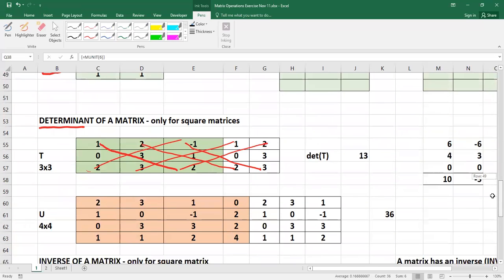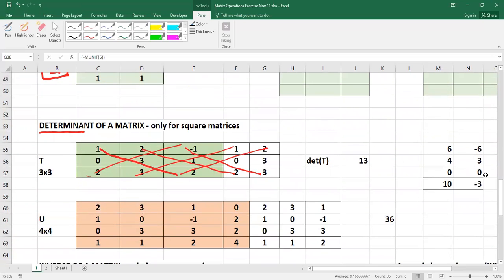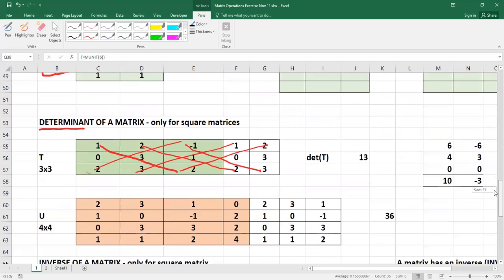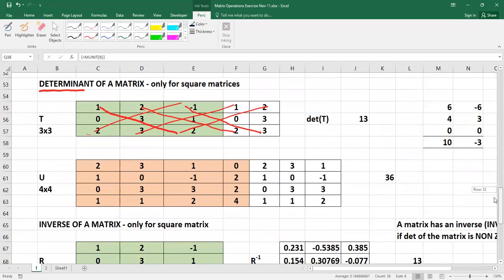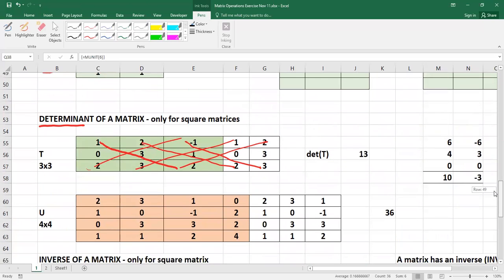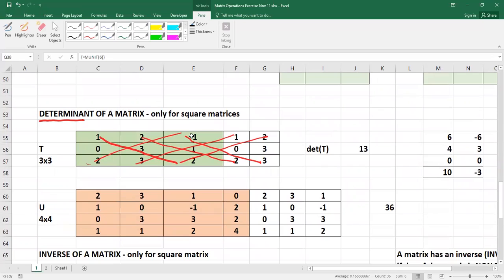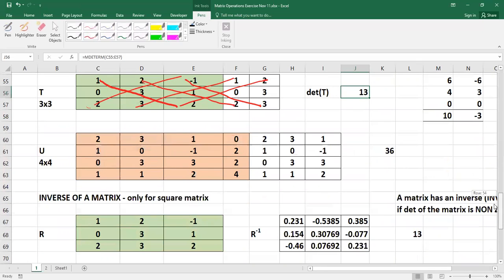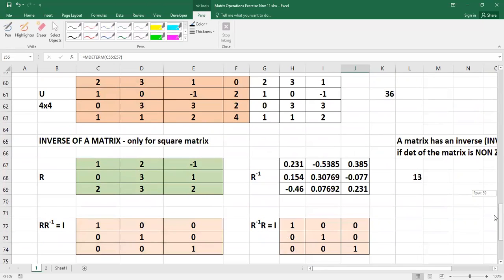Okay, and then last time we also looked at the determinant of the matrix. We said that this is important to determine whether it has an inverse. We learned how to manually compute the determinant of a matrix, but the shortcut is just the formula MDETERM in Excel. And we said that a matrix that has a 0 determinant will have an undefined inverse.